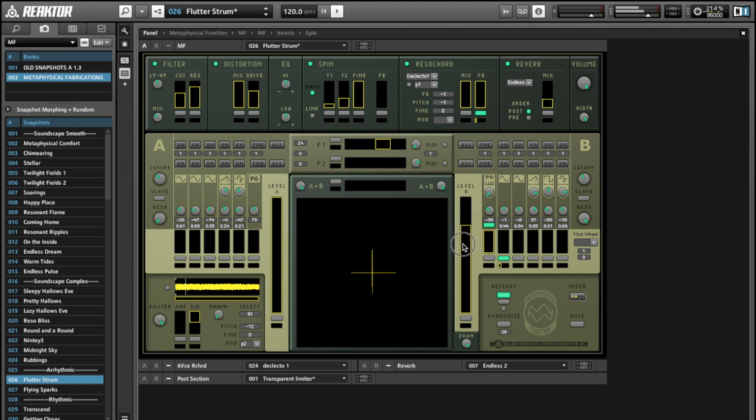If we listen to channel A on its own, that sounds pretty different as we're just hearing the sample on its own. If we bring the mix type back to ring mod A times B, we can hear the volume of the sampler source A and source B are dependent on each other in order to be heard.